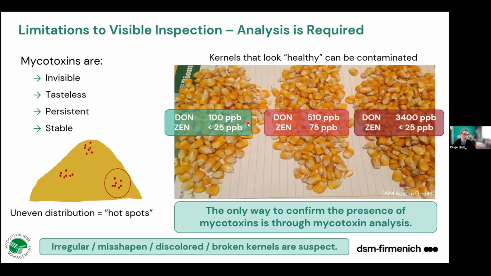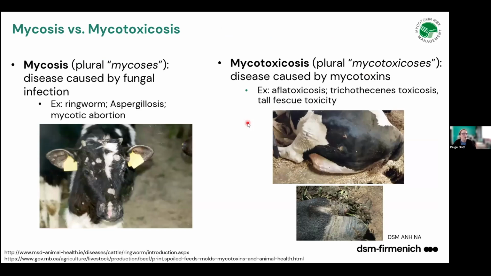But I will say the caveat there is if you see irregular, misshapen, discolored, broken kernels, they are more likely to be contaminated. So if you see something funky, there's a good chance there's contamination there, but don't be misled by the fact that the grain looks clean or normal to you, because there still can be contamination in those situations. Another thing when it comes to the negative effects on the animal side, like I mentioned early on, the molds themselves can cause issues.